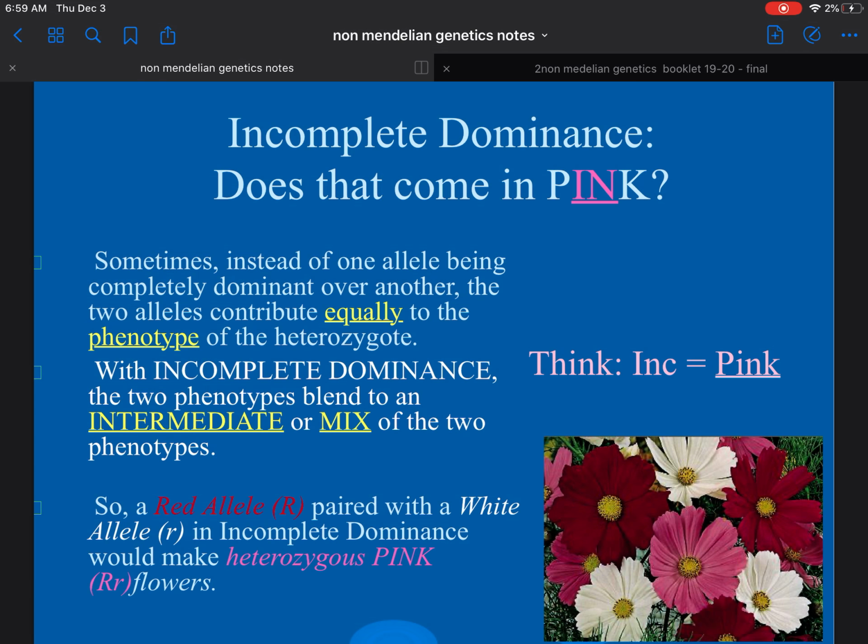Incomplete dominance: sometimes instead of one allele being completely dominant over another, the two alleles contribute equally to the phenotype. So, like red and white become pink. And so, a red allele paired with a white allele in incomplete dominance can create a heterozygous pink flower. A little complicated.